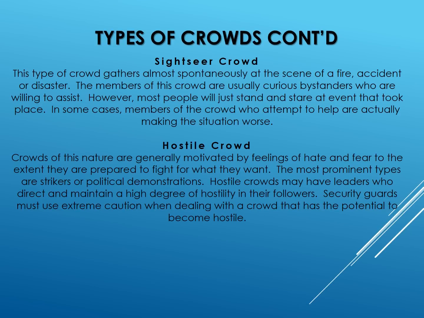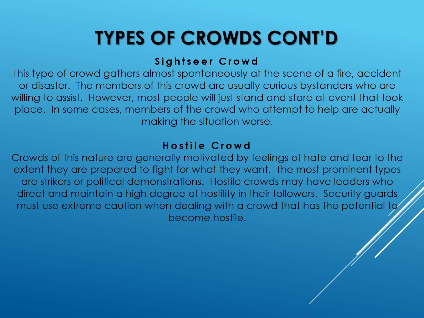Types of crowds continued. Sightseer crowd. This type of crowd gathers almost spontaneously at the scene of a fire, accident, or disaster. The members of this crowd are usually curious bystanders who are willing to assist. However, most people will just stand and stare at the event that took place. In some cases, members of the crowd who attempt to help are actually making the situation worse.